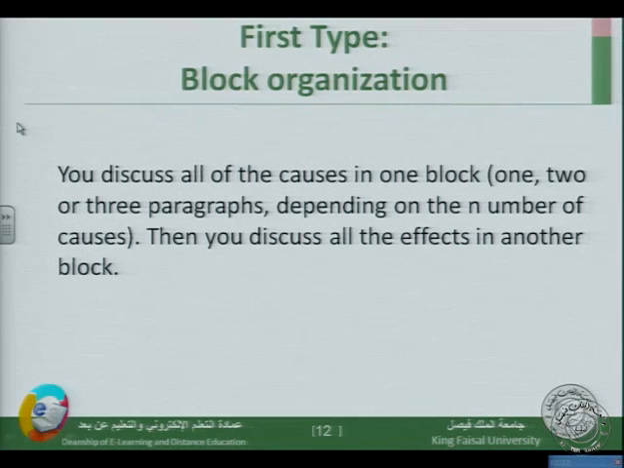So the first type of organization is to write and discuss all the causes in one block. The block might be one or three or four paragraphs. And then after you finish mentioning all the causes, you need to start with the results. Okay?